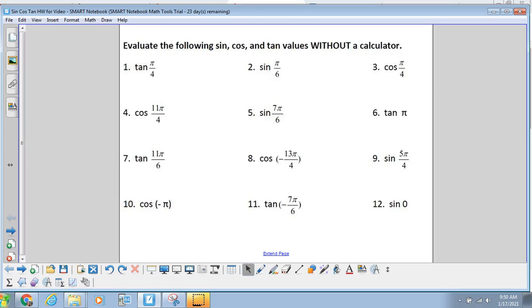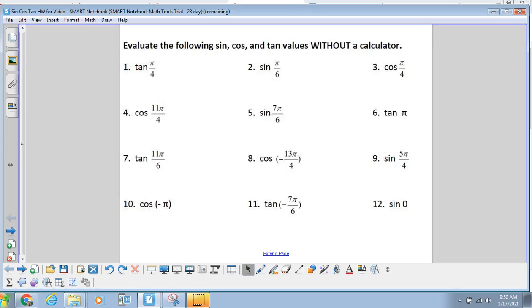Remember that sine is just the y-coordinate of the terminal points that go with that value on the circle. The cosine is just the x-coordinate of those terminal points, and the tangent value is y over x. So for each of these problems, we want to think about which family this radian is in, which quadrant it's in, and which coordinate we are looking at: x, y, or y over x.